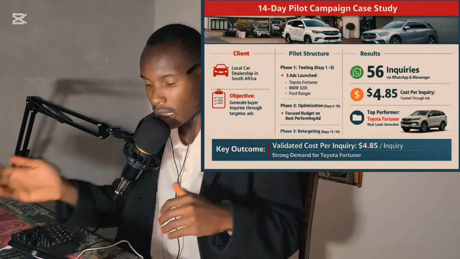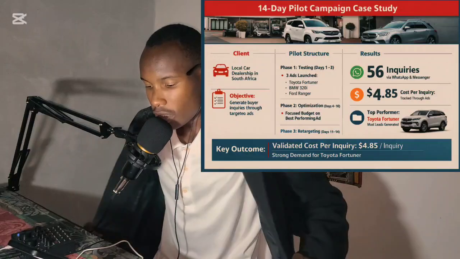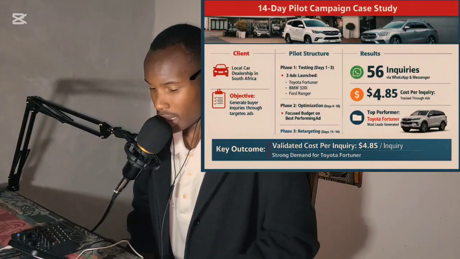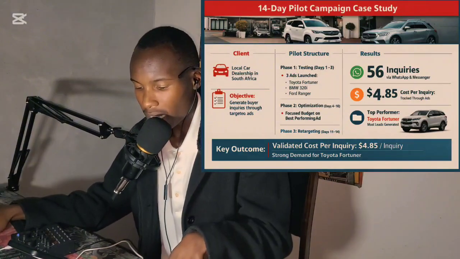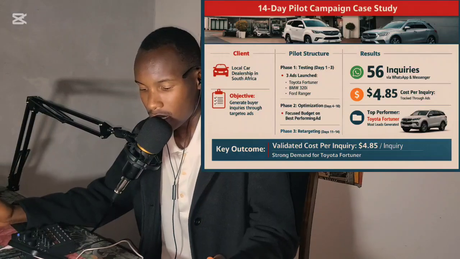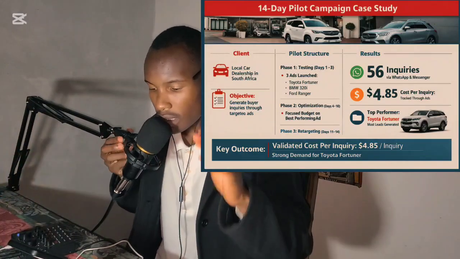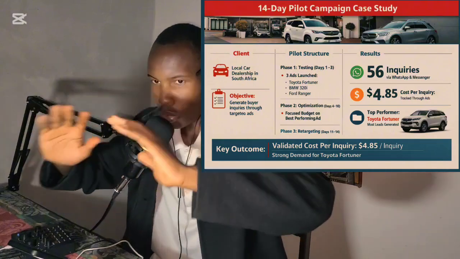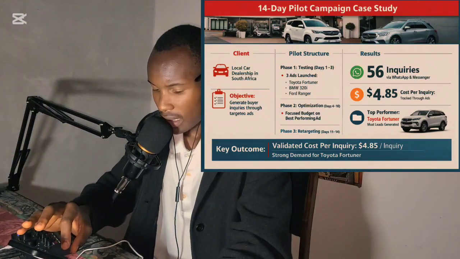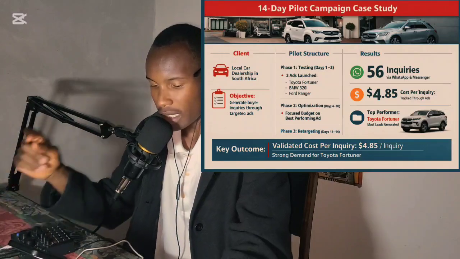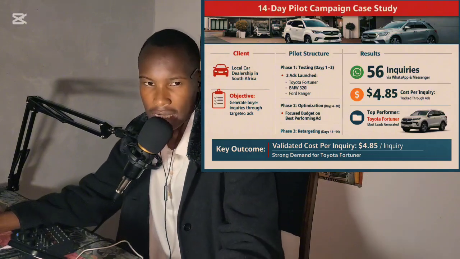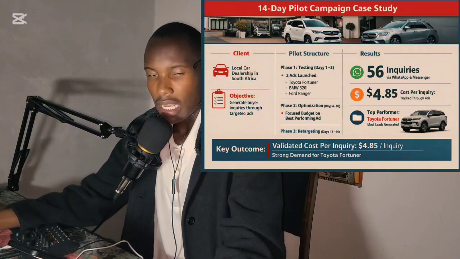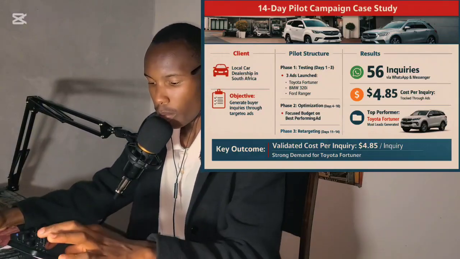So these are the results that we'll be expecting. 56 inquiries, people that will come through to your WhatsApp or your Messenger. How much did it cost us per inquiry? $4.85. And the top performer ad, Toyota Fortuner, generated the most. Now we know this is the advert that we are supposed to be scaling with. And the key outcome is we now know how much it costs to get a customer to our showroom and which car is in high demand. So when you know the car that is highly demanded, you can make more ads, you can make more sales, which means you are going to have much better qualified inquiries.